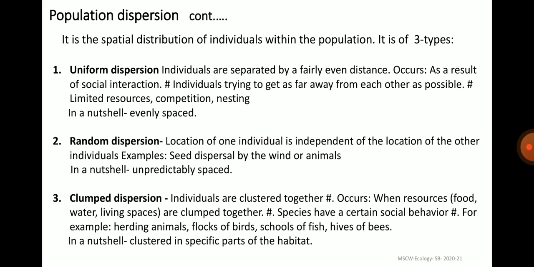The second one is random dispersion. Here the location of one individual is independent of the location of the other individuals. The example is seed dispersal by the wind or animals.